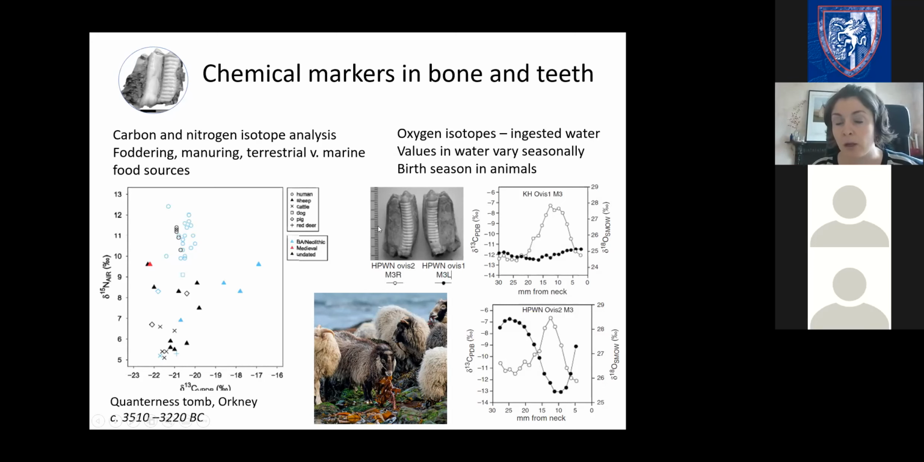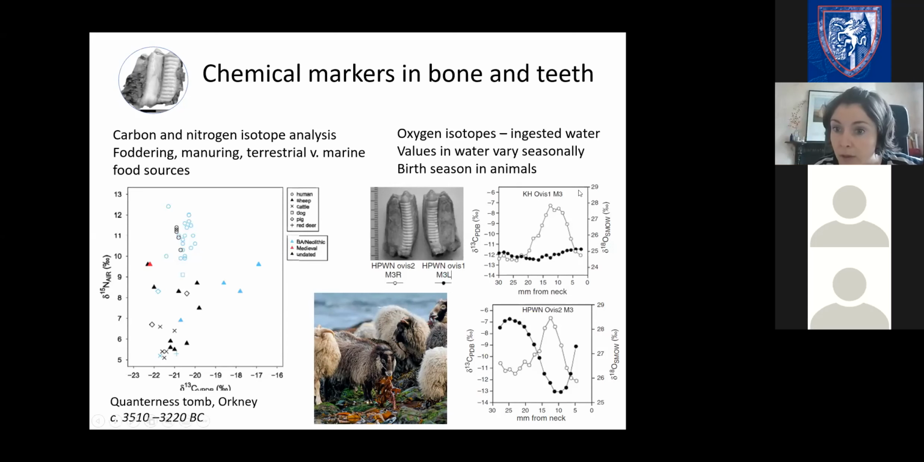This technique was pioneered by Marie Balasse, the collaborator I mentioned at the start, working in Paris, where she has done sequential analysis. So instead of getting a bulk reading and just saying broadly what an organism was doing over its lifetime, if you take incremental samples along a growth axis and you measure it and model it, you can actually get growth curves or seasonal curves, and you can see values potentially go up and down with the seasons.